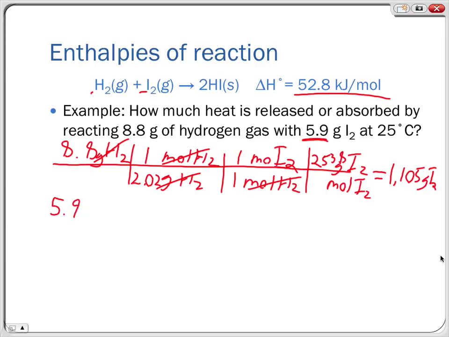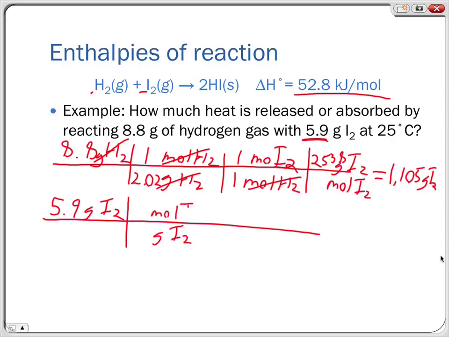So we're going to start with that 5.9 grams of iodine, and we're going to try to convert it to find the amount of heat either released or absorbed in this particular reaction. We want to get rid of grams of iodine and go to moles of I2. That's the same as before, 253.8 grams in 1 mole, and so that cancels out grams of iodine. Now we want to go from moles of iodine to moles of reaction, and the coefficient is 1 for iodine, so 1 mole iodine, 1 mole reaction, cancels moles of iodine.